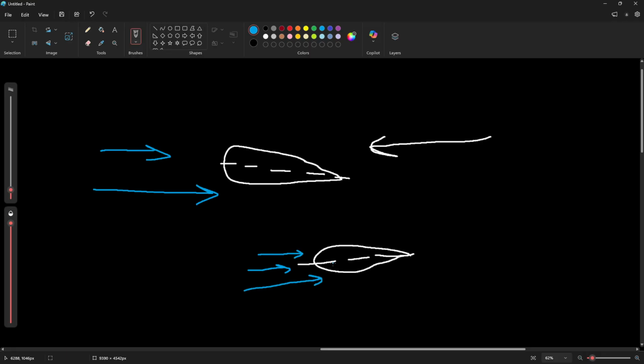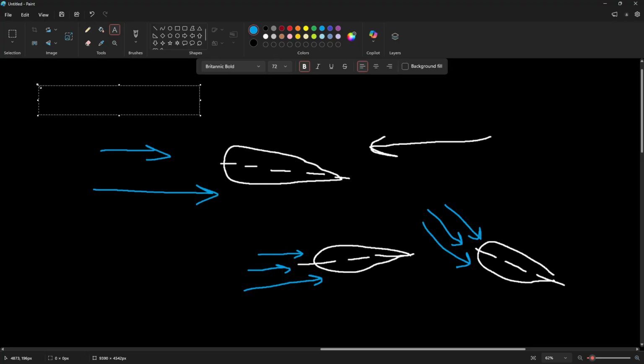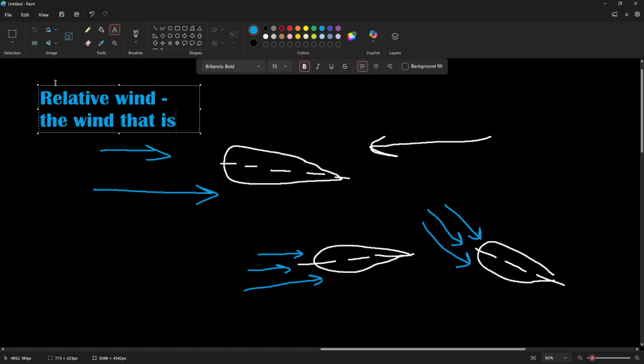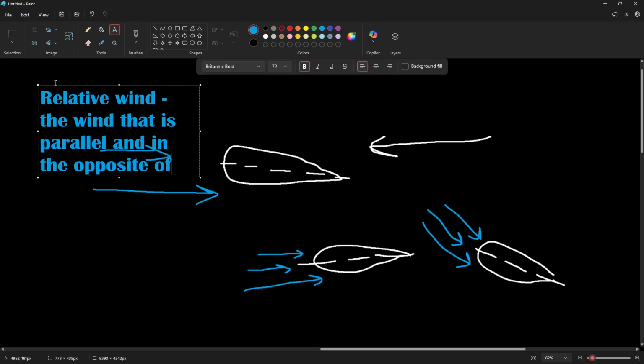So the relative wind would be going like this. And if we were traveling like this, pitching up, the chord line would be here, and the relative wind would be coming down like this. So by definition, relative wind is the wind that is parallel and in the opposite direction of the chord line.